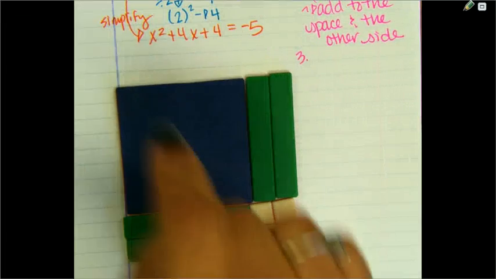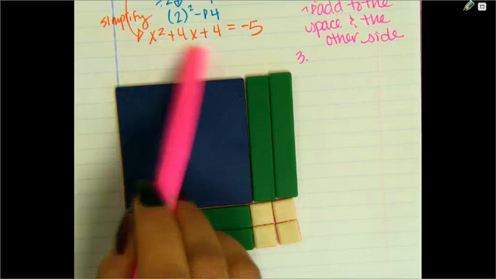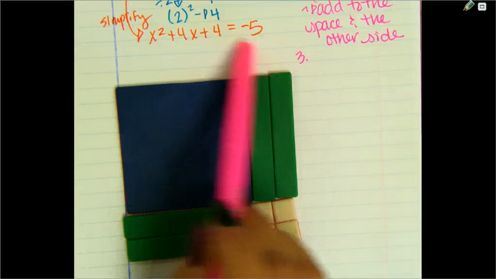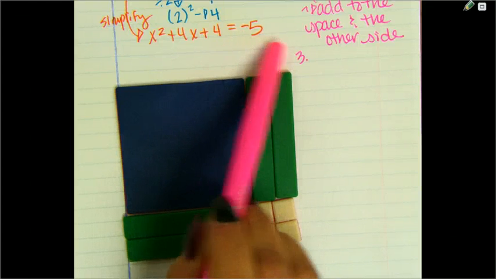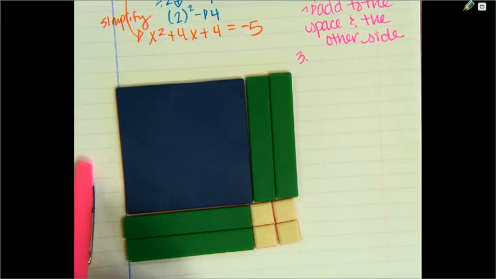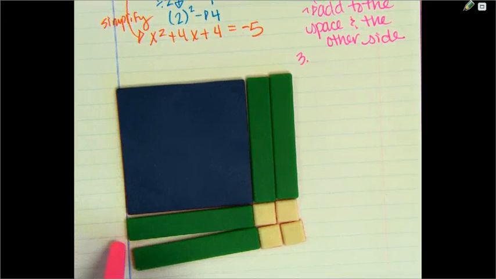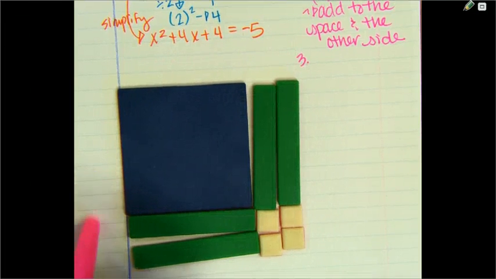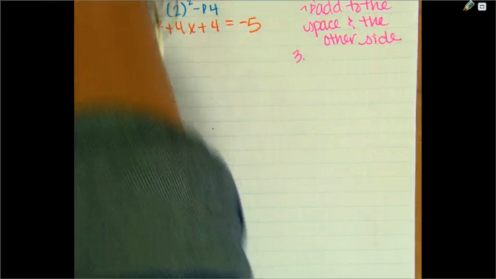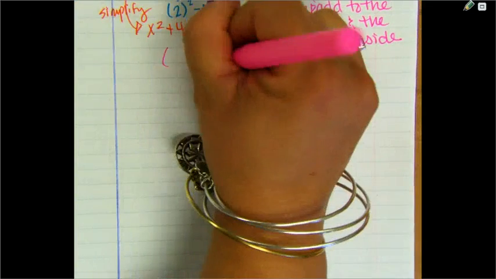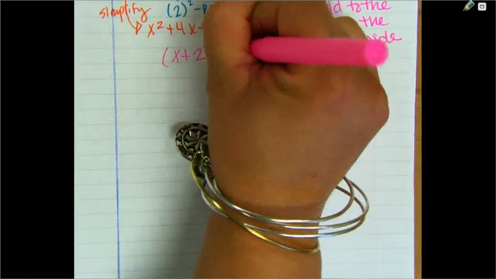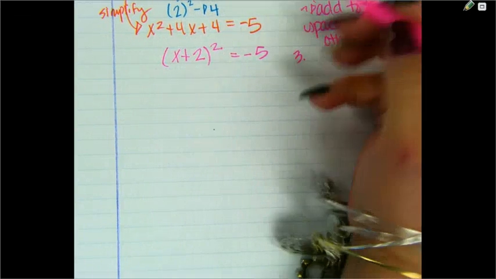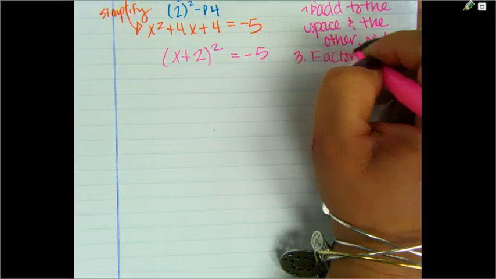What's the length? Here. What's the length here? Careful. 2. What's the length here? So what does this give me? X plus 2. What does this give me? X plus 2. So that's x plus 2 what? Squared equals negative 5. So for step 3, that's really factor the left side.